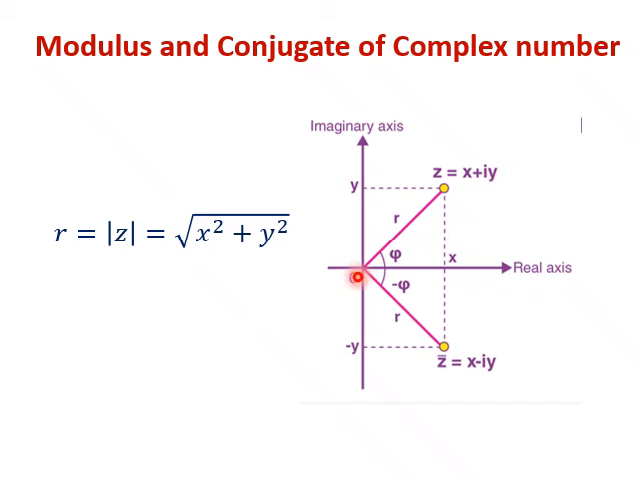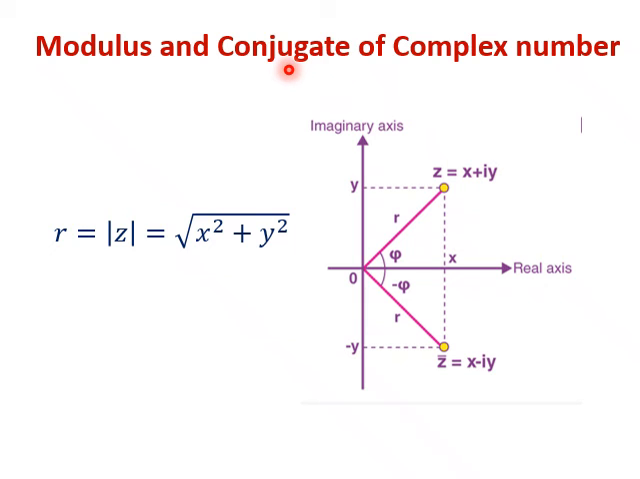And what is r? This point O is the origin, so the coordinates of the origin are 0 and 0. So r is the magnitude of this complex number z equal to x plus iy. r is given as mod of z, the modulus of z. This is called the magnitude or the modulus of the complex number, equal to square root of x square plus y square, where x and y are the real and imaginary parts of the complex number.